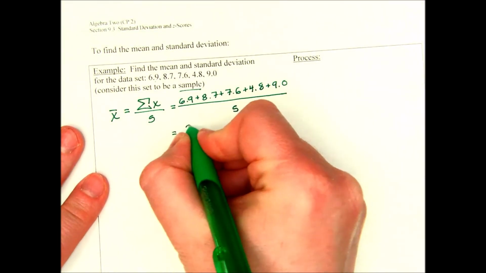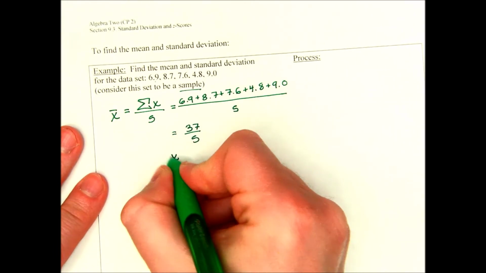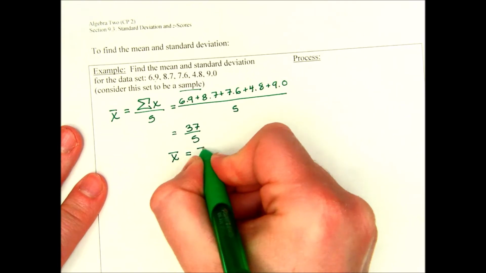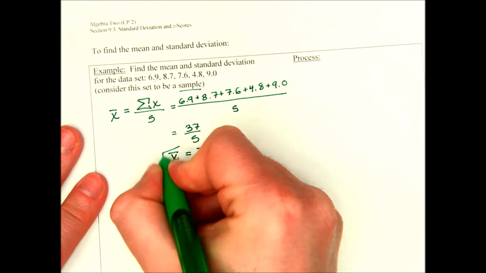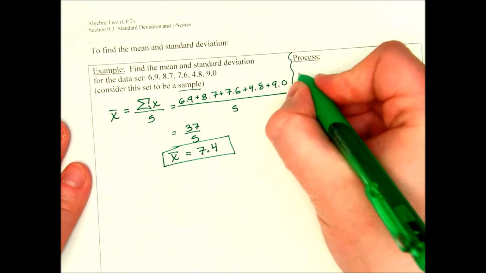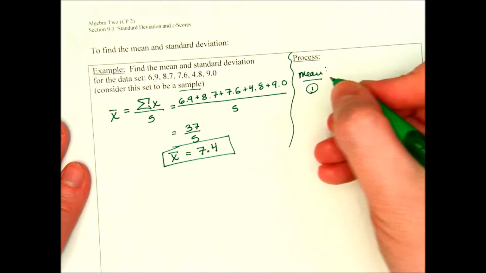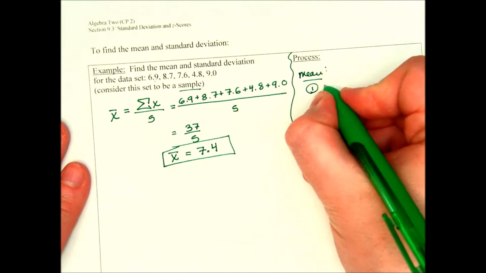So I'm getting 37 over 5. We're actually going to want a decimal here. So I'm going to say that my mean x bar is 7.4. As for our process, to find the mean, we are just going to add up all the data and divide by the number of data values.